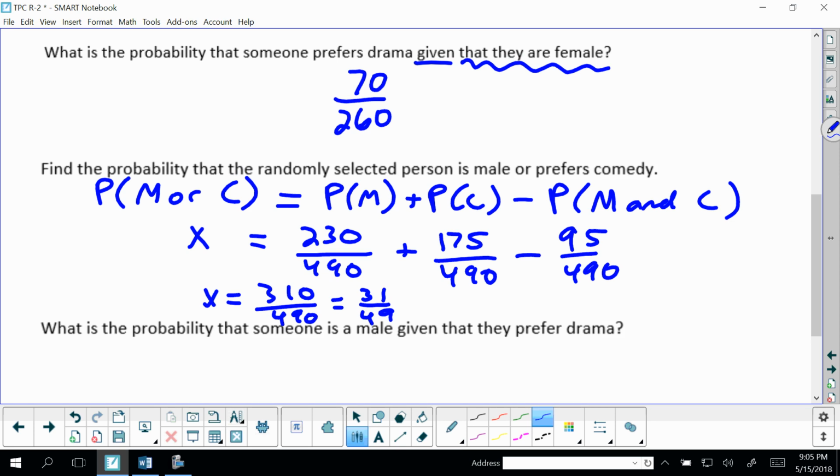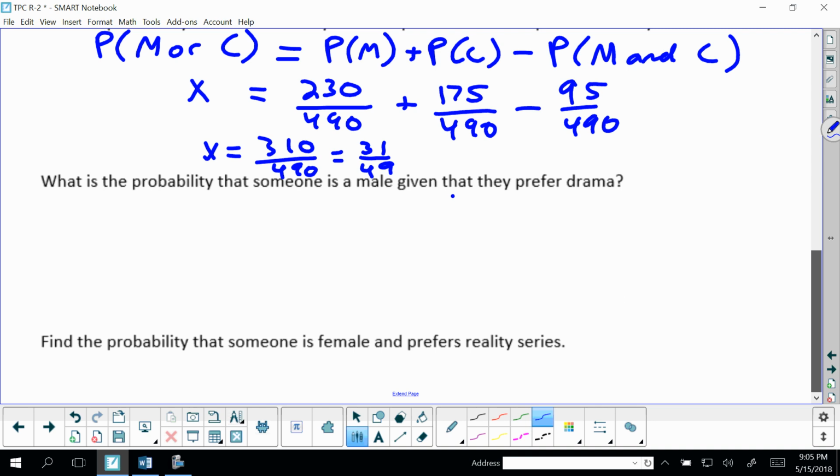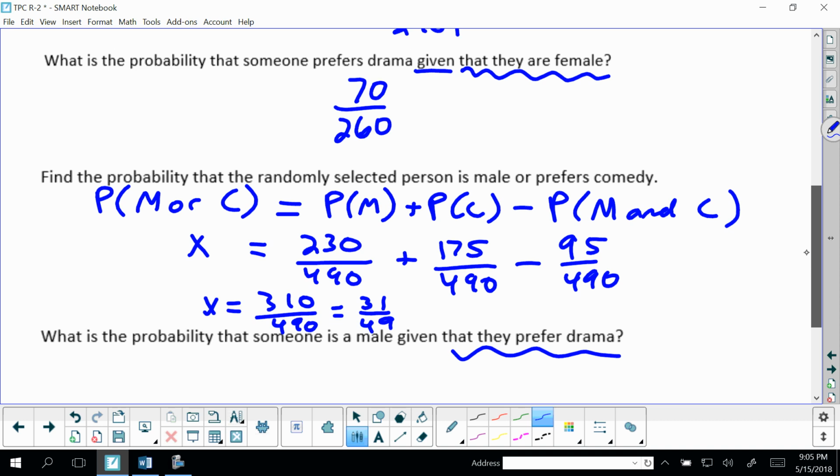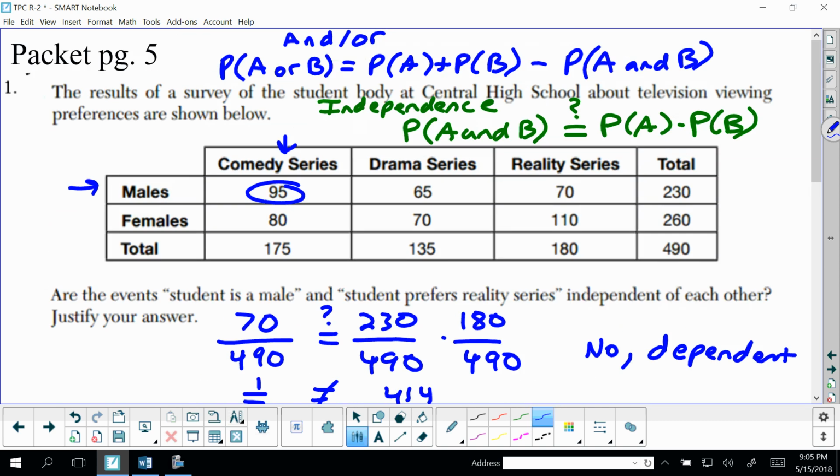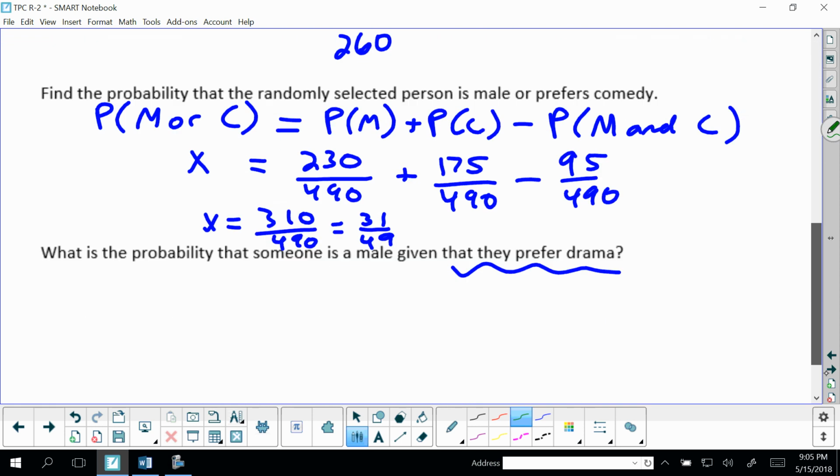Next, we're going to find the probability someone is male given they prefer drama. Whatever you're given is the row or column you should focus on. So we are focusing on drama only to start, and then we'll find the probability of a male. Focusing only on drama, we should only use numbers in this column. Probability of a male would be 65 out of the total 135.